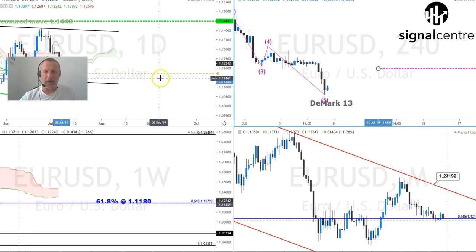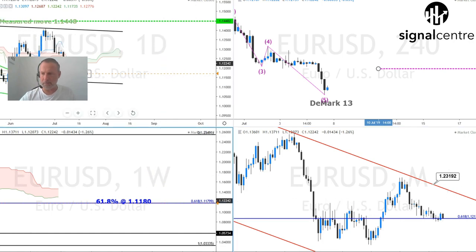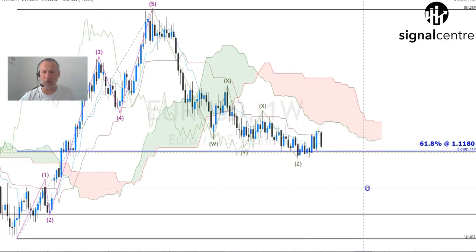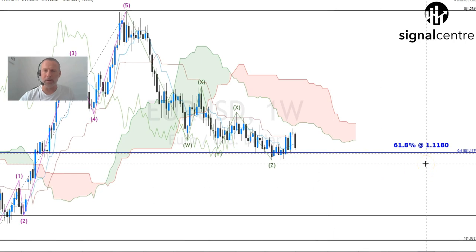So let's break down the time frames for the other FX majors. And this is obviously euro dollar. So opposite of what we've seen in the dollar index, we've got 5 waves, Elliott waves to the upside, then this complex correction lower. We've got a 61.8% fib at 111.80.